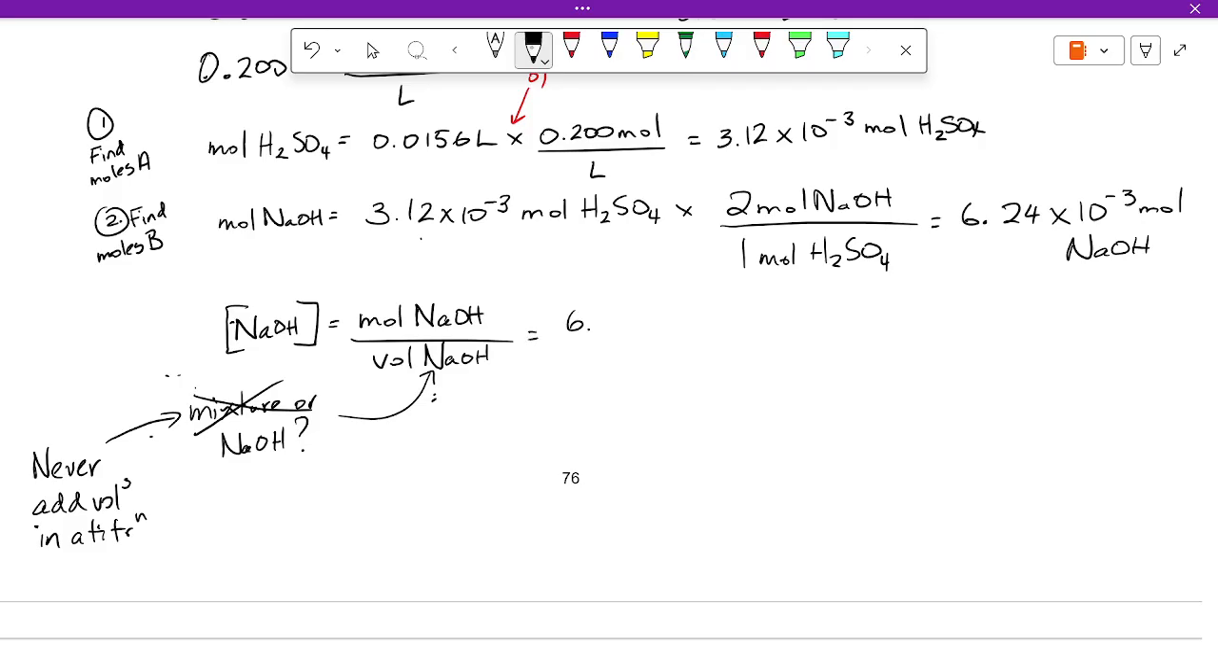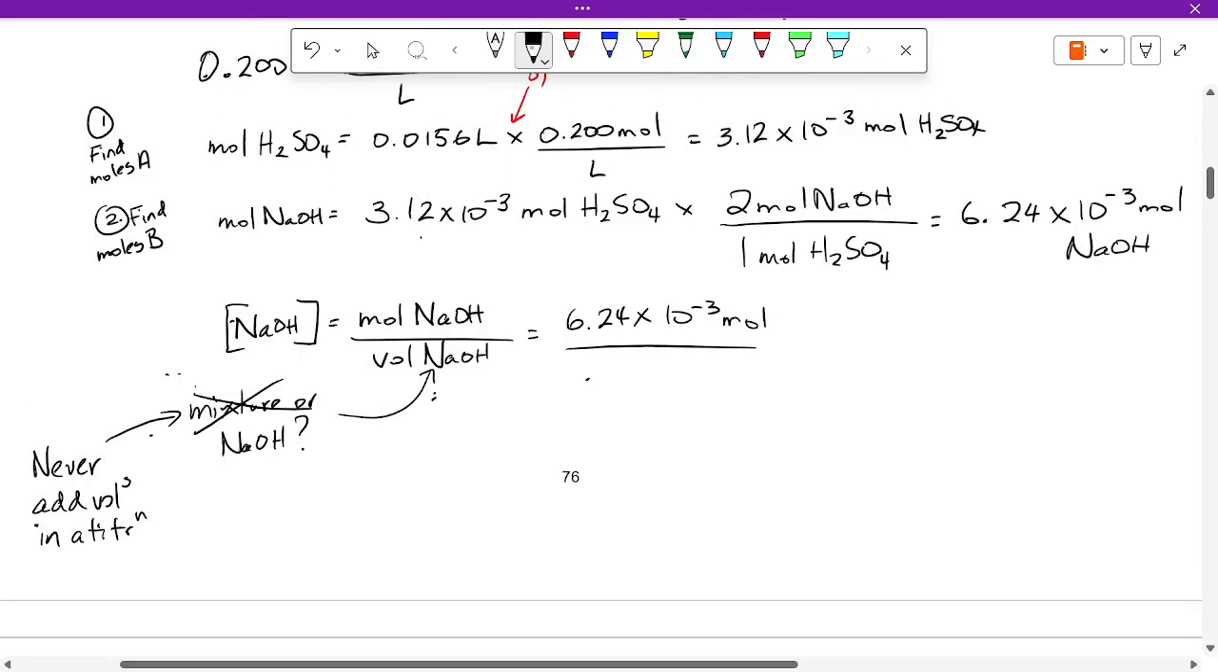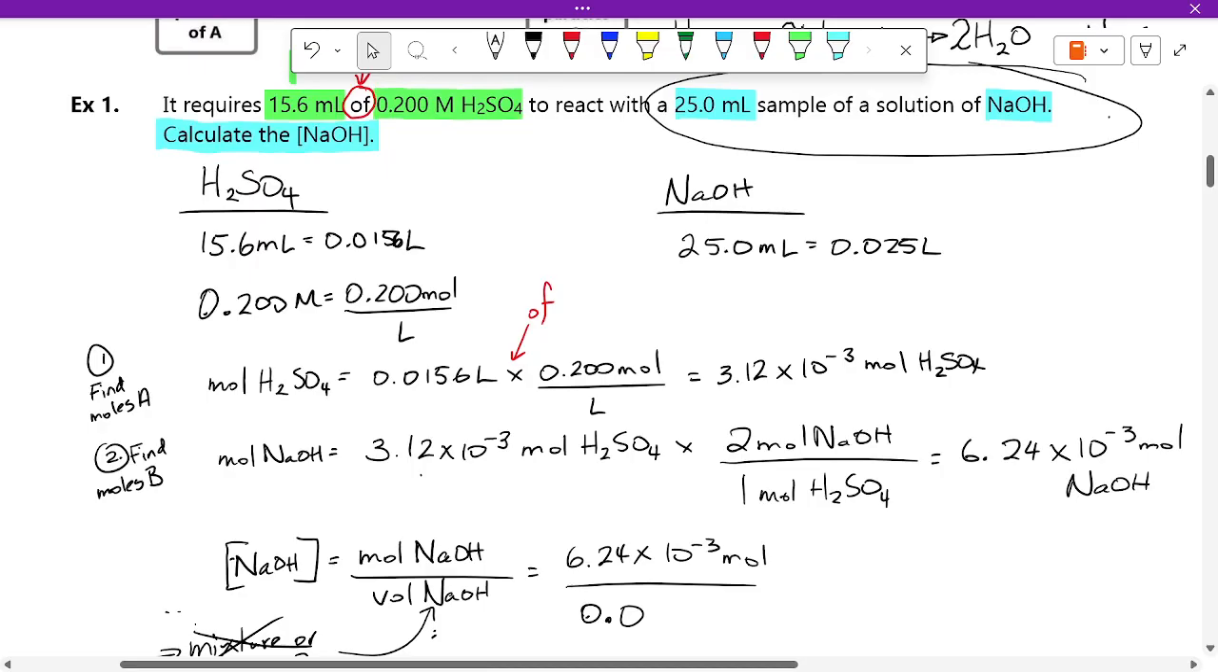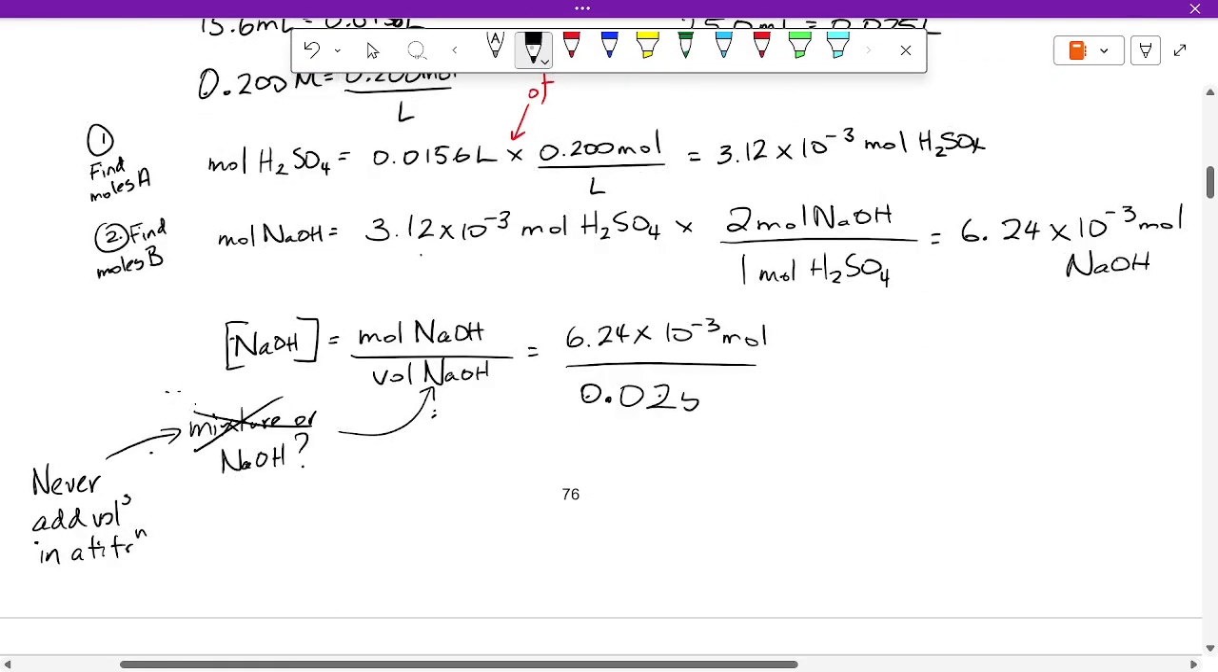So that's going to be 6.24 times 10 to the negative 3 moles divided by 0.0250 liters. Sorry, that's the titration volume. Yes?